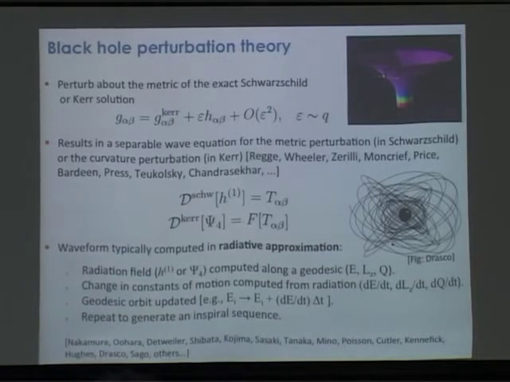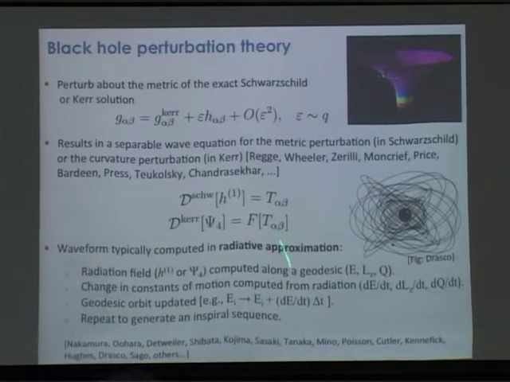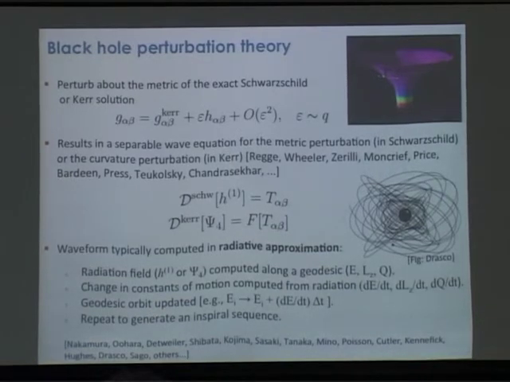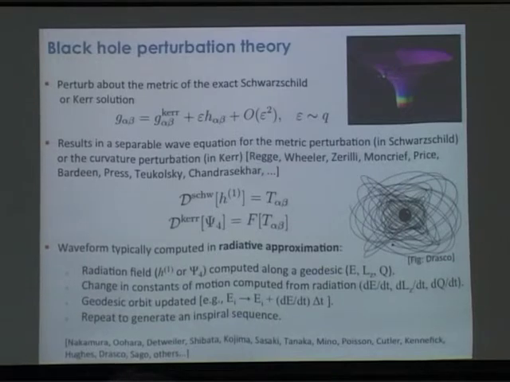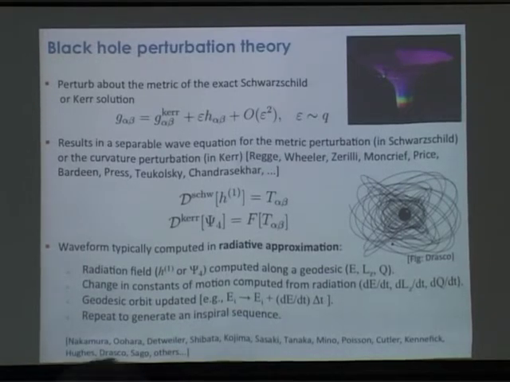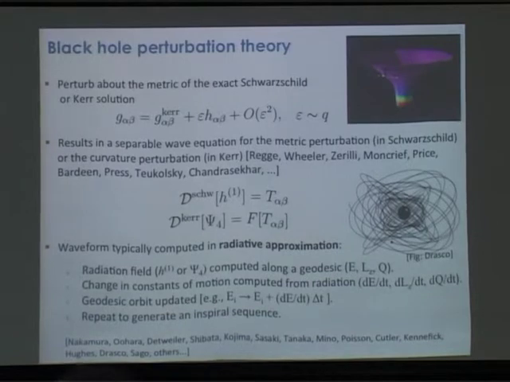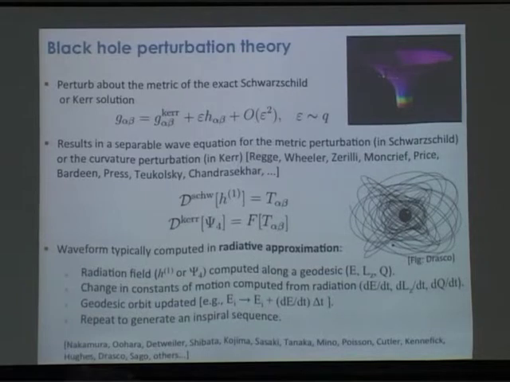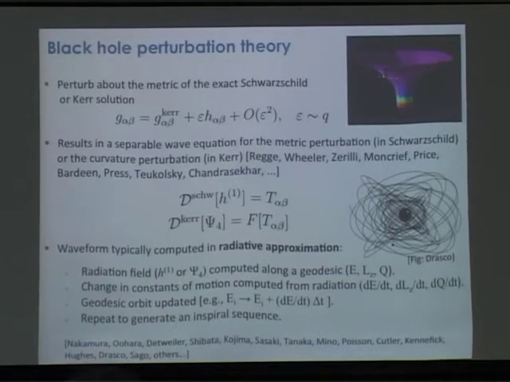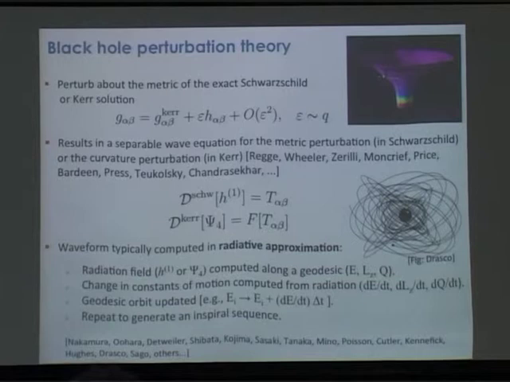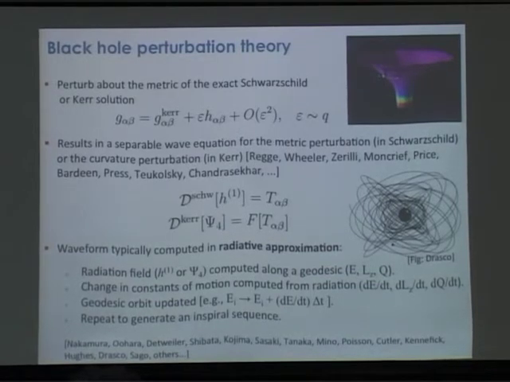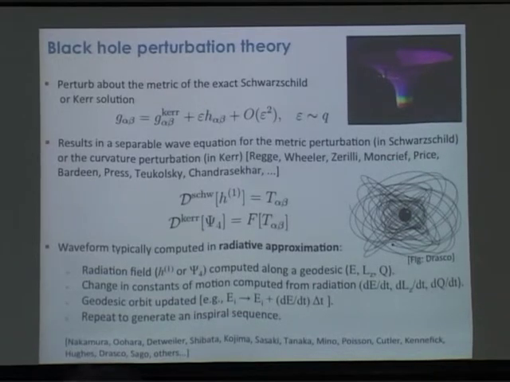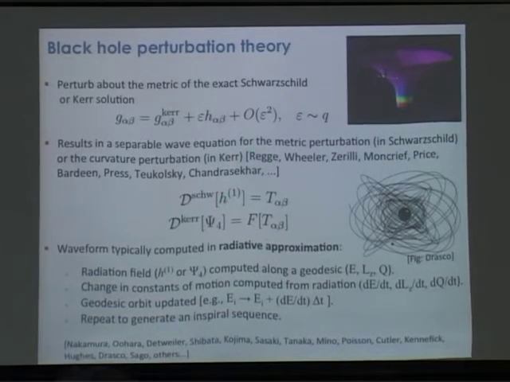A lot of work has then been done to solve this equation and produce gravitational waves. The first big body of work was to compute waveforms from this type of scenario in what's called the radiative approximation. What that means is I take this equation and plug in for my stress energy tensor a geodesic orbit. So I put in, say, a Kerr geodesic. I specify some energy, angular momentum, and Carter constant. I compute an orbit. I then compute what's the wave produced by that orbit.